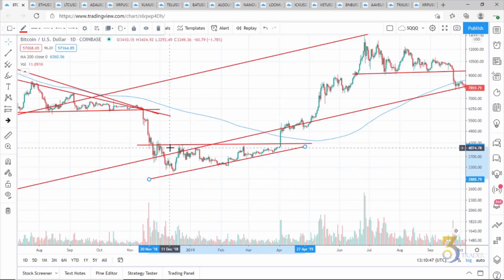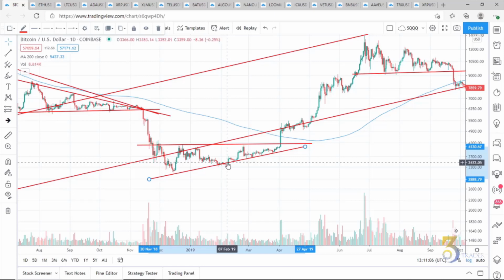We have this resistance area. Sellers came in, cracked it. Perfect. Oh, there's where our buying started. Uh-oh, here's where the sellers come back in. But look at the buyers. They're stepping in earlier and earlier. The sellers are not there at the lower price points.